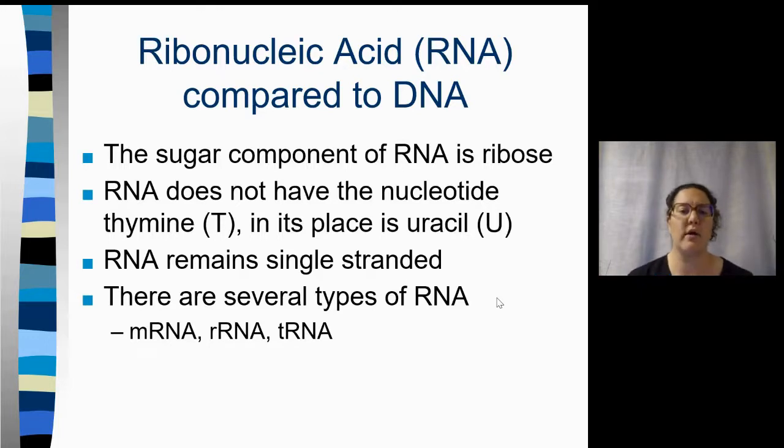Comparing RNA to DNA, the sugar component is different. RNA has a ribose sugar, where DNA has a deoxyribose sugar. RNA does not have the nucleotide thymine; it's replaced with uracil. So in RNA, an adenine will bond with uracil instead of thymine. RNA remains single-stranded, which allows it to more easily travel out of the nucleus of the cell. There are several types of RNA: mRNA for messenger RNA, rRNA for ribosomal RNA, and tRNA for transfer RNA. We'll talk about these in further lessons.